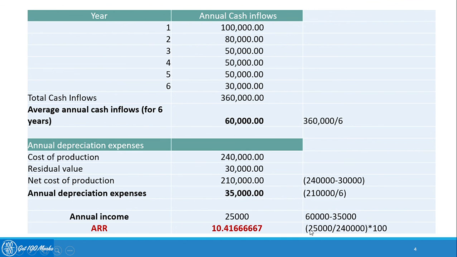The initial investment was given to you, which was 2,40,000, and when you divide the annual income by the initial investment and multiply it by 100, you get the ARR, which is 10.4166, which can be approximated to 10.42. That is how you calculate the ARR.